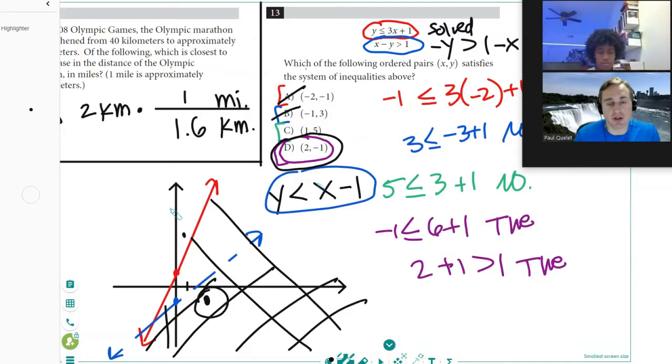So there's two ways to do it. You can do a sketch, or you can just plug. But again, I would recommend probably plug from the bottom up to save time.